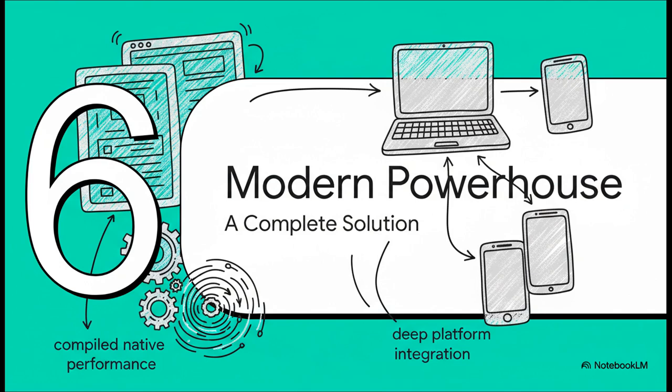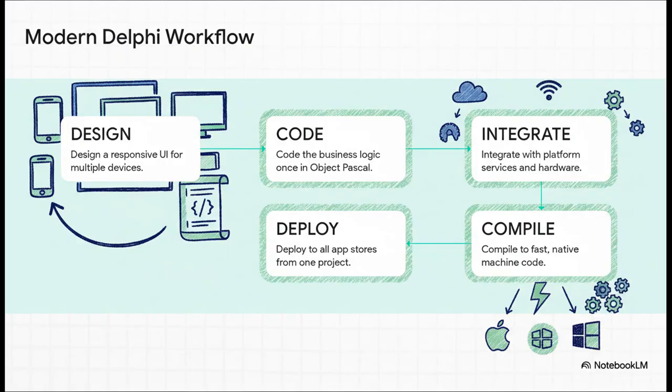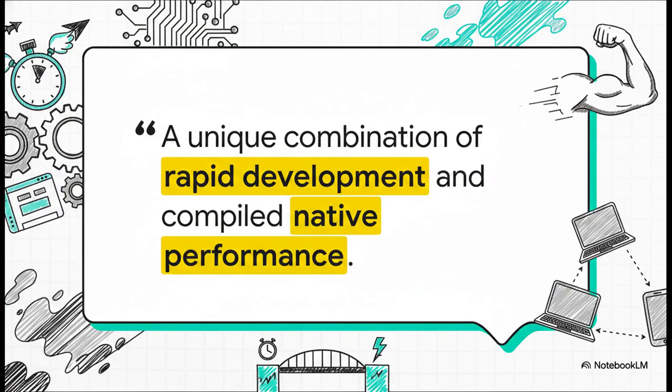So, when you add all this up, the flexible UI, that compiled native performance, and the deep platform integration, what you end up with is a really complete, really powerful solution for the kinds of problems developers are facing right now. This basically lays out the whole modern workflow. So you start by designing your UI with all the visual tools, then you write your main logic just once. After that, you hook into whatever platform services you need, and then you hit compile, and Delphi spits out fast native apps ready to go to the App Store, Google Play, and the Windows Store, all from that one single project.